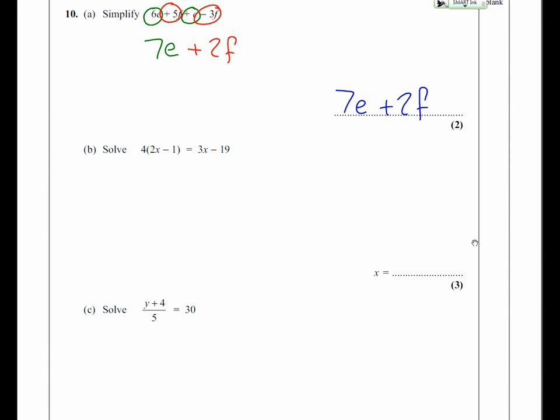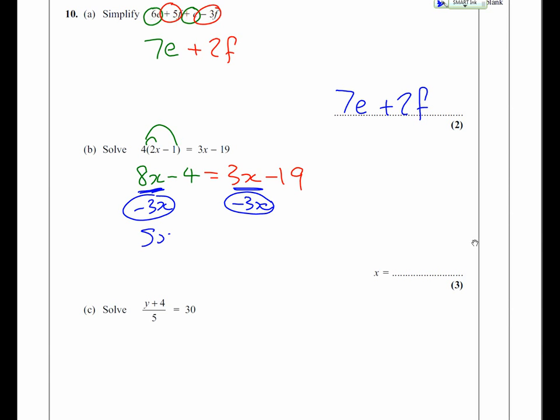Next one, solve this equation. We want to multiply out this first bracket. 4 times 2x is 8x, 4 times 1 is 4, and it's a takeaway. 3x minus 19. We now have an equation to solve. You've got more x's here than here, so take away the smaller amount to keep your x's positive. Okay, so you get 5x minus 4 equals, your 3x is gone now, minus 19.